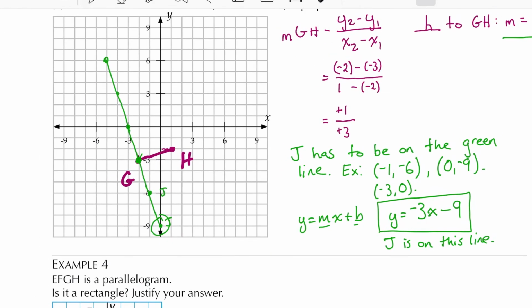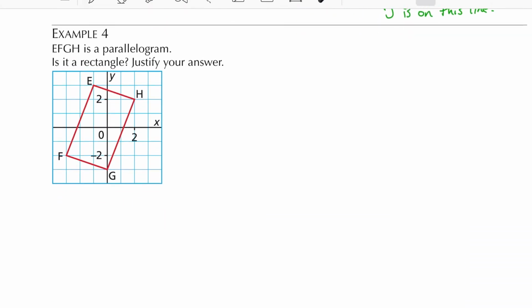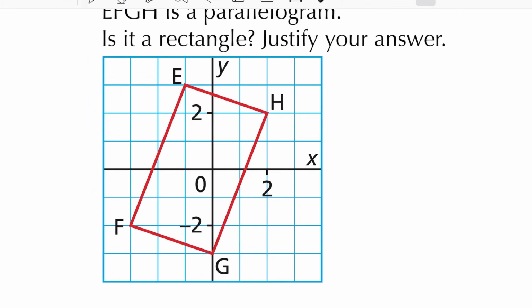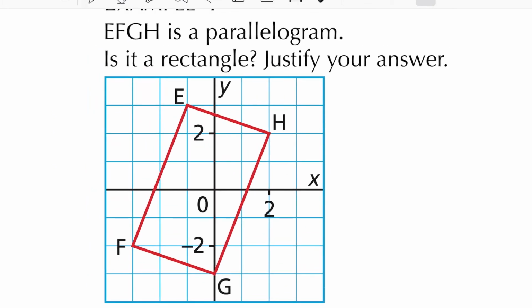All right, so let's take a look at example number 4. EFGH is a parallelogram. Is it a rectangle? Justify your answer. Okay, this one we're going to do visually. So let's take a look at it. It is a parallelogram, they say. That means this side and this side are parallel, and this side and this side are parallel. The question is, is it a rectangle? That would mean that these would have to be perpendicular.